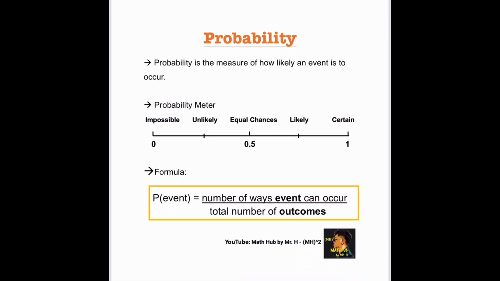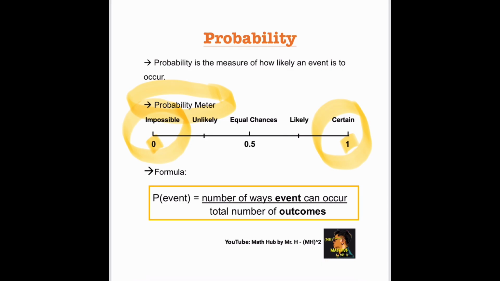Alright, so probability is the measure of how likely an event is to occur. As you can see here, the probability meter. From this diagram, you can get an idea that the probability value will be from 0 up to 1. If the probability value is 0, that means the event is not going to occur, so impossible. And the highest value for probability is 1. That means the event is certain to happen.